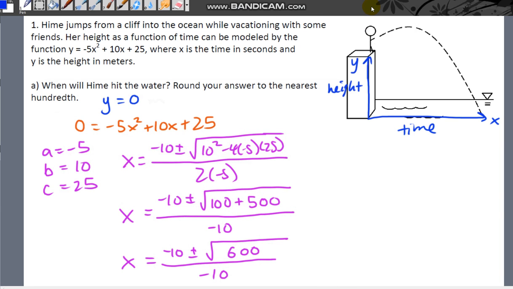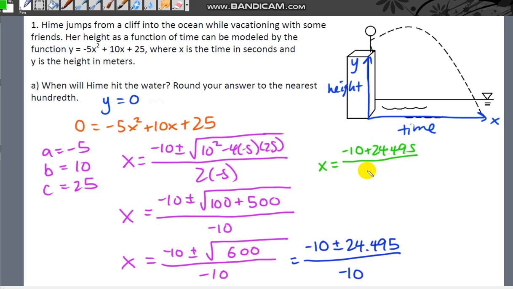Okay, so 24.495. I'm just going to keep it to the thousandths place, just in case anything weird happens. So we have negative 10 plus or minus 24.495, and we're dividing it by negative 10. So we're going to have two possible solutions that come out of this. x equals negative 10 plus 24.495 divided by negative 10, or x equals negative 10 minus 24.495 divided by negative 10.